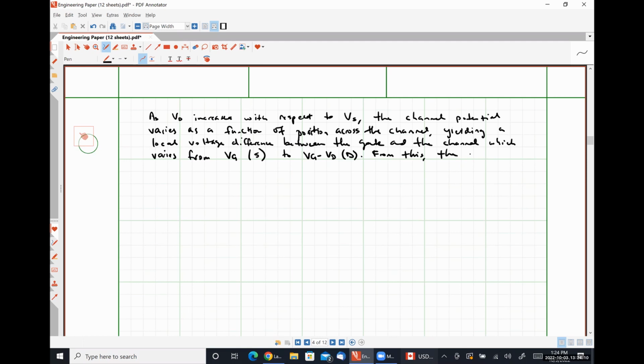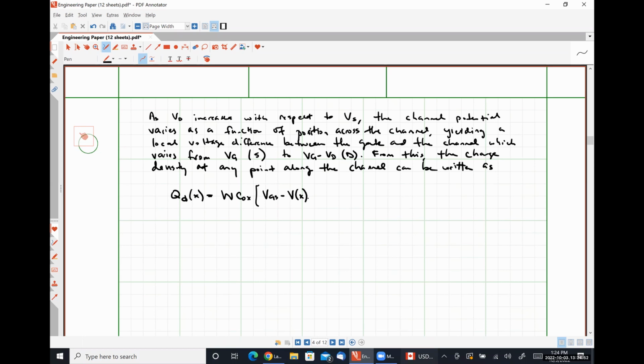From this, the charge density at any point along the inversion layer channel can be written as QD as a function of position equal to W Cox times VGS minus V of X minus VTH, where V of X is the channel potential as a function of position.